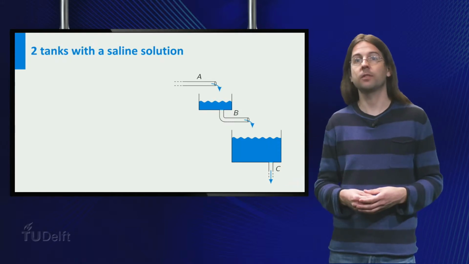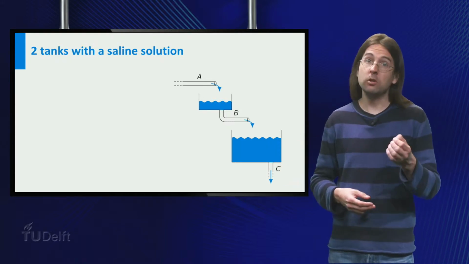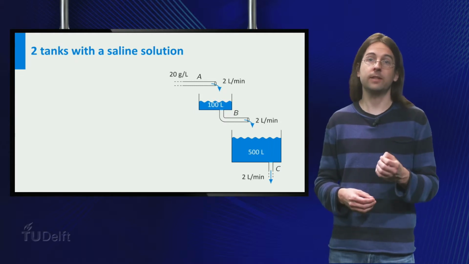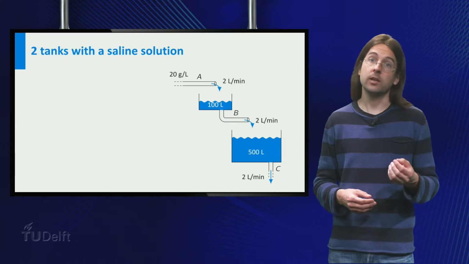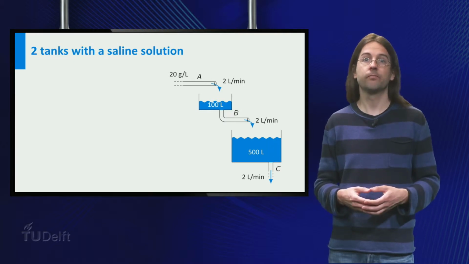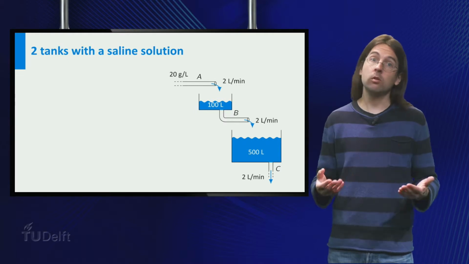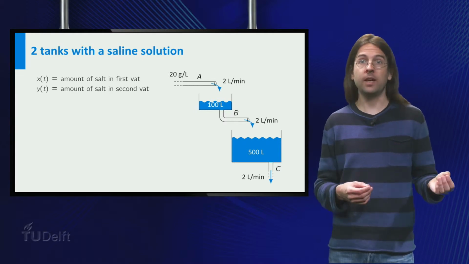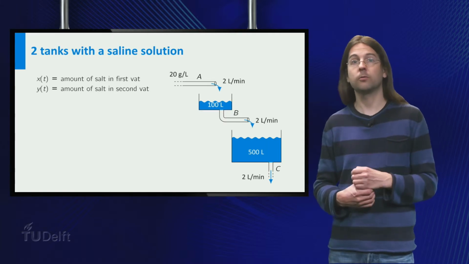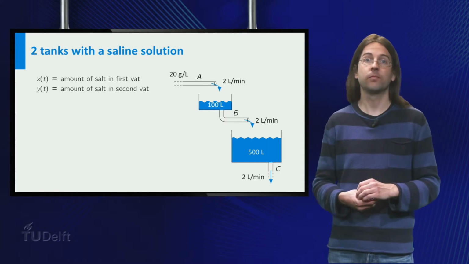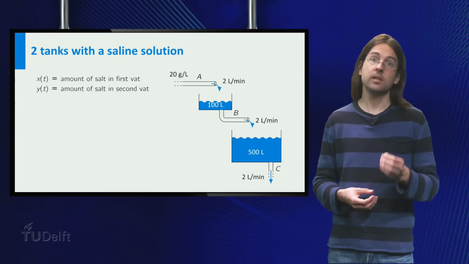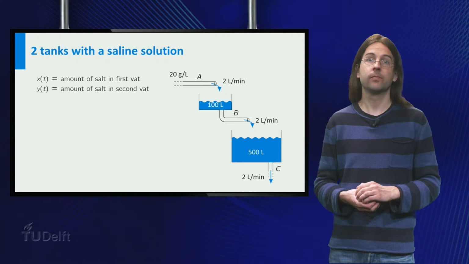Let's make this more specific. Suppose the top vat contains 100 liters of water, the bottom vat 500 liters, and the flow of water is 2 liters per minute in all pipes. We call the amount of salt in the first vat x grams and in the second vat y grams, both of course dependent on the time. The concentration of salt through pipe A is 20 grams per liter.